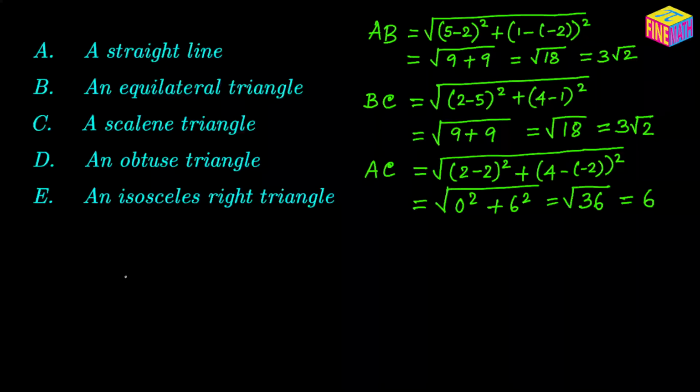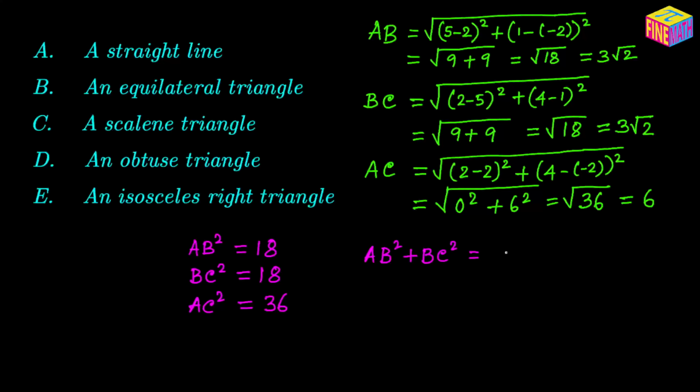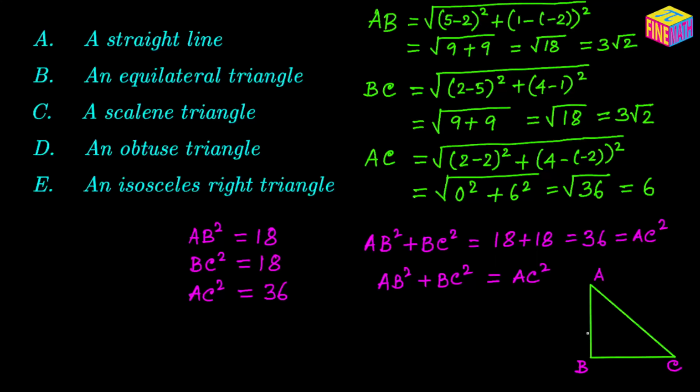So if we say here, what is AB squared then? Well, we can say AB squared is equal to 18, and BC squared is also equal to 18, and AC squared is equal to 36. And now if you see, we can say then AB squared plus BC squared is equal to 18 plus 18, which is equal to 36, which is equal to AC squared. So we can clearly see that AB squared plus BC squared is equal to AC squared. That means they could form a right triangle like this, and also we can say AB is equal to BC.